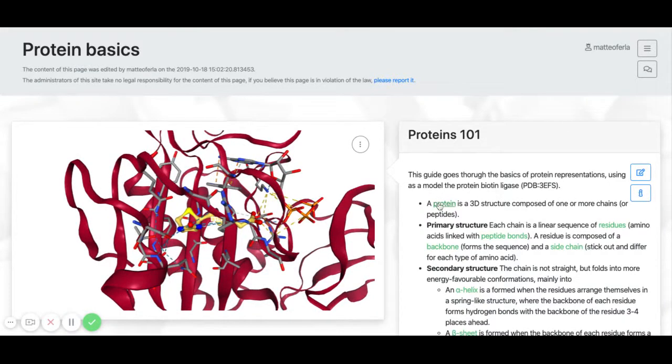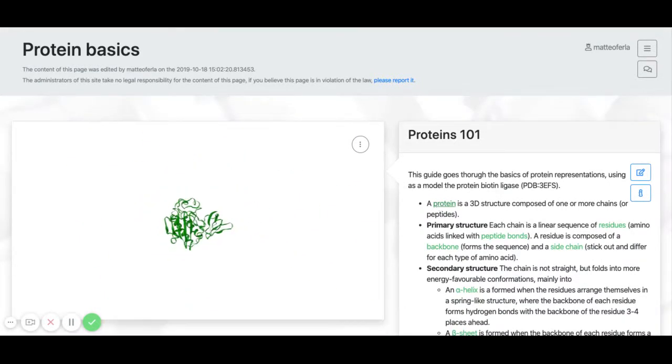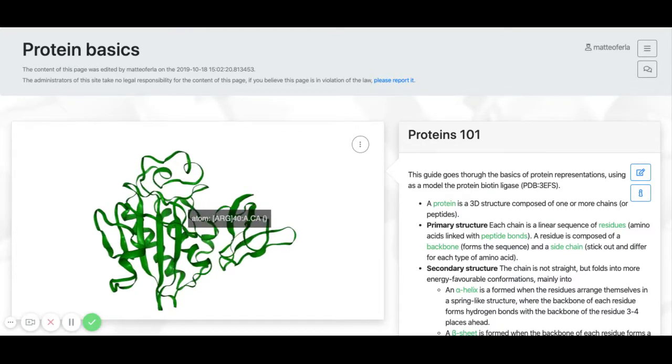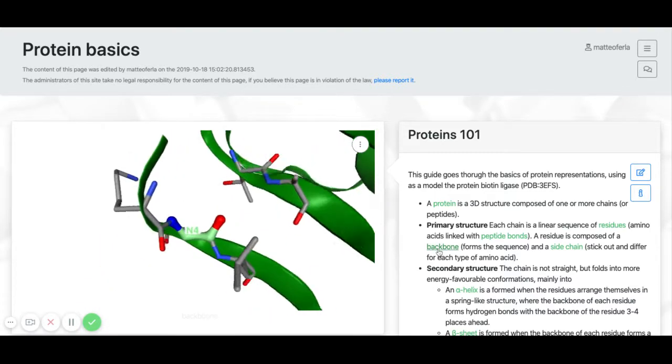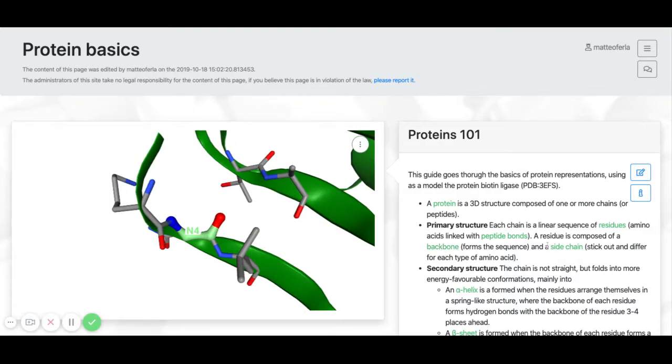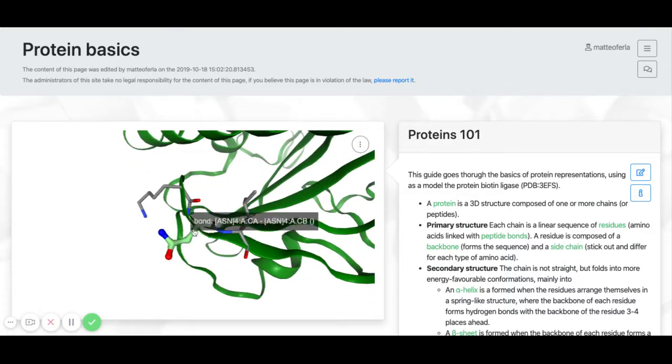So firstly, a protein is a 3D structure composed of one or more peptide chains. A peptide is a series of amino acids linked together with a peptide bond, as shown over here. You've got nitrogen that's bound to a carboxylate. An amino acid in a chain is called a residue, and it's got two parts: the backbone, which forms this chain, and the side chain, which is unique to each amino acid type.